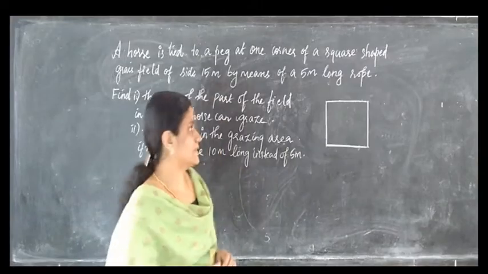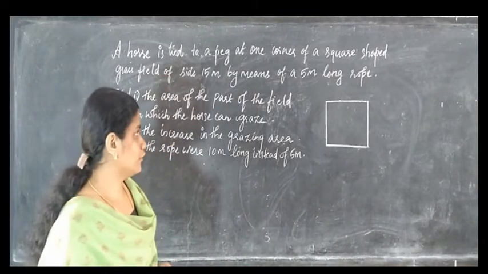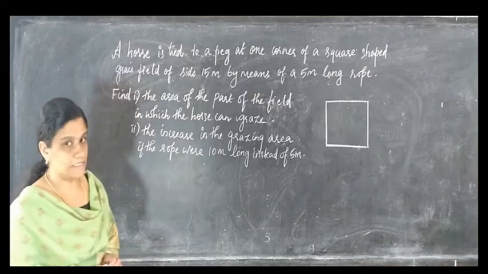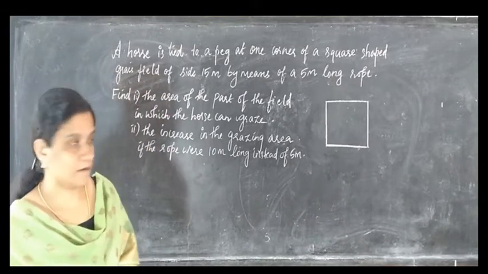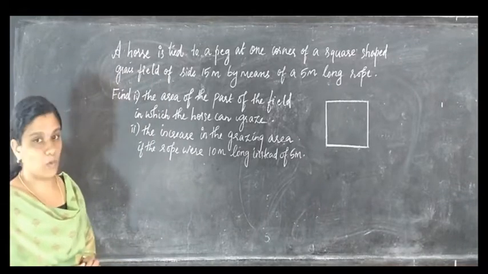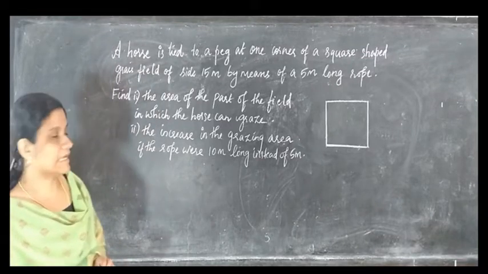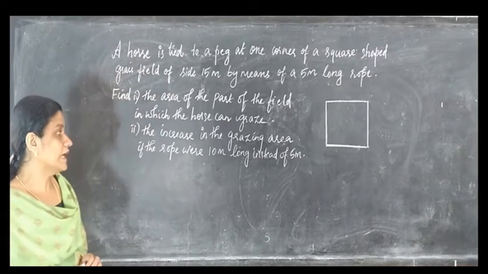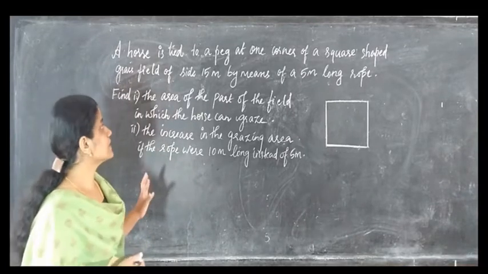Okay. Next question. A hose is tied to a peg at one corner of a square-shaped grass field of side 15 meter by means of a 5 meter long rope. Find the area of the part of the field in which the hose can graze. And the second question, the increase in the grazing area if the rope were 10 meter long instead of 5 meter. Okay, so what is given in the question?